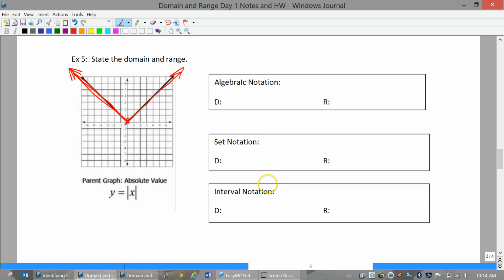Start at interval notation. The furthest to the left is negative infinity. It goes forever to the left. It goes forever to the right, and it's connected all the way in between, so we can draw that. For the range, the furthest down it goes, it actually gets to the value 0, and it goes up forever.